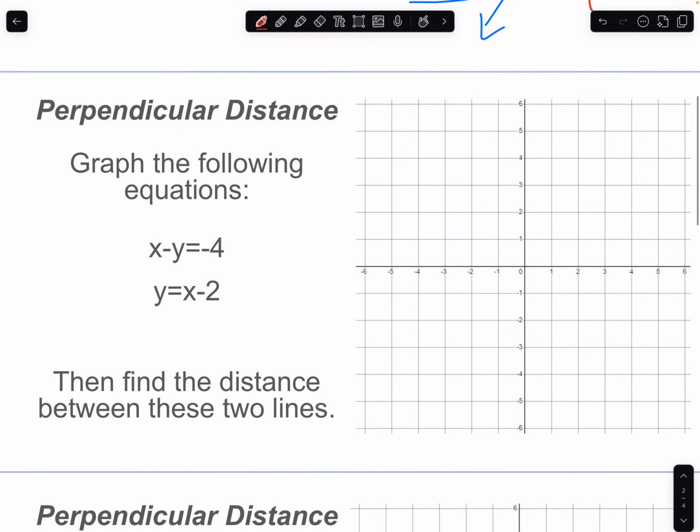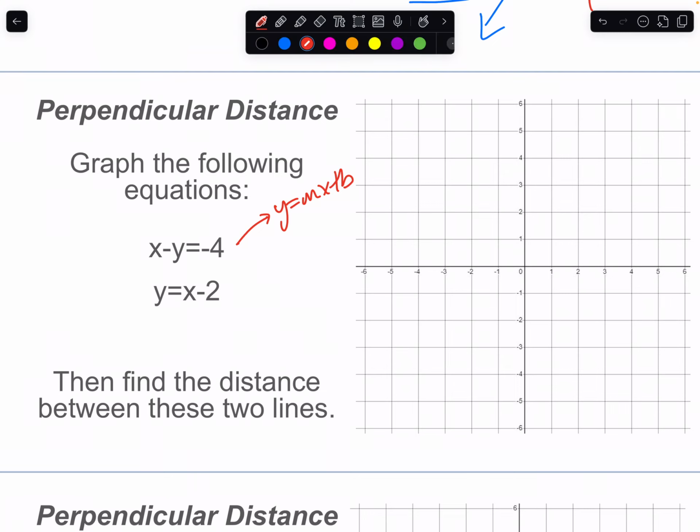So here we have a scenario. We want to graph the following two equations. Then we want to find the distance between the lines. Notice how the first one is in standard form. We can't really graph anything in standard form. We want to make sure that we convert this one to y equals mx plus b form. The second equation is already in y equals mx plus b form.